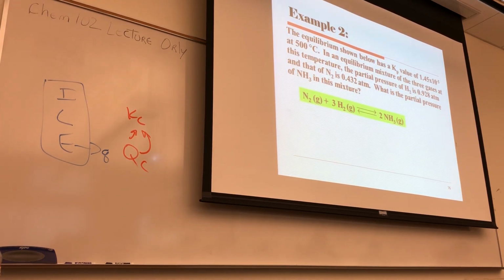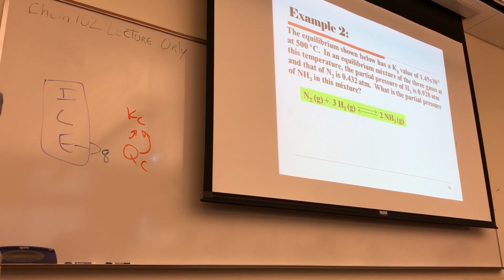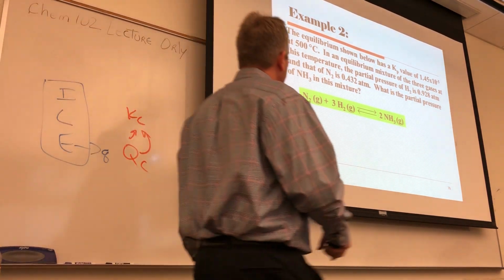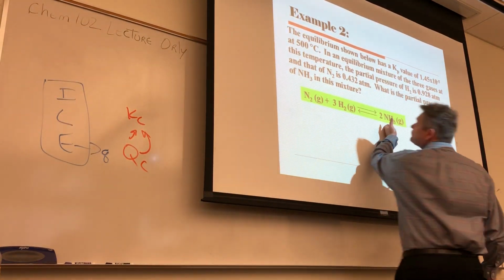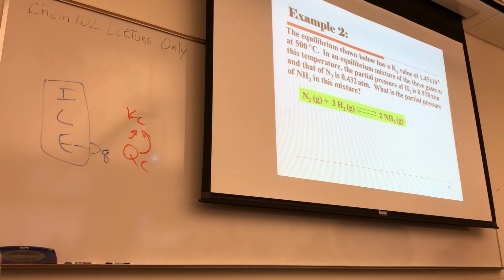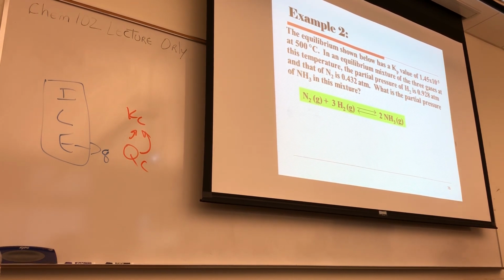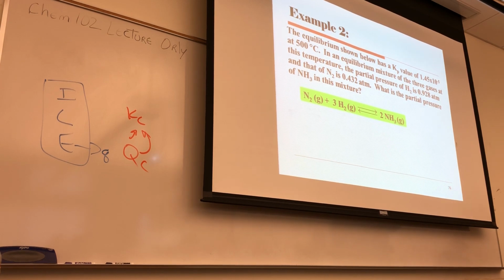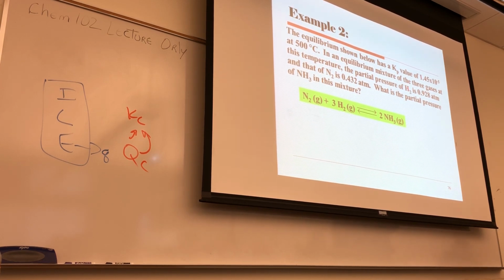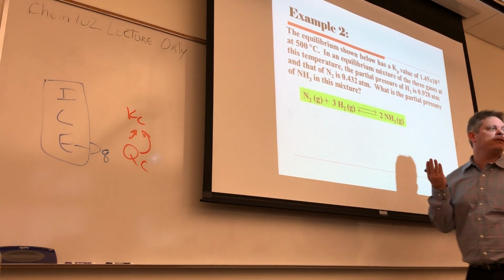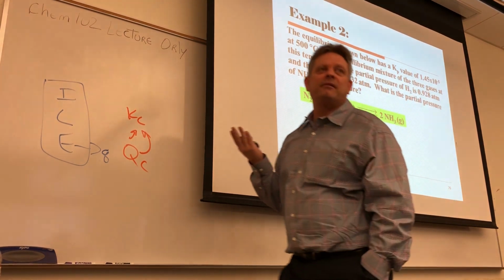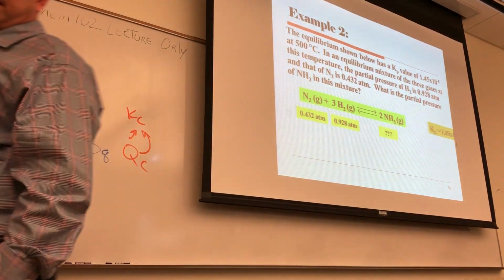Okay, let's try another one. So this is the synthesis of ammonia. And at equilibrium, I'm now looking at Kp. So my Kp value is this at that temperature. In this mixture, of the three gases, the partial pressure of H2 is given. The partial pressure of N2 is given. What is the partial pressure of the ammonia? This is the same question, right? Just pressure. Same exact thing.